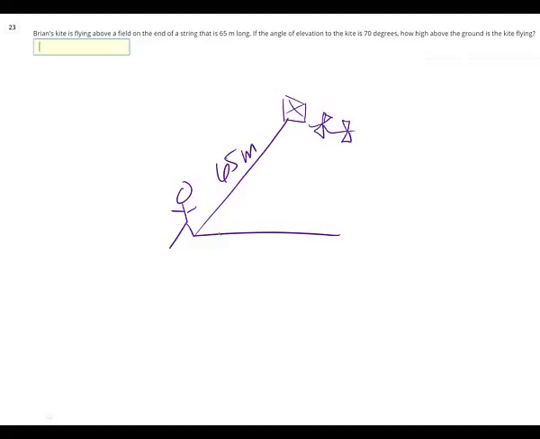23. All right, we've got Brian's kite is flying above a field on the end of a string. All right, remember when we do these, the way Mrs. Ballard writes them, we assume the string is attached to his foot. Okay? If not, it makes the problem a lot harder. Okay? So there's our nice little kite. String is 65 meters long. If the angle of elevation to the kite is 70 degrees, so we have our ground and our angle of elevation is 70. How high above the ground is the kite flying? So we're looking at that value right there.